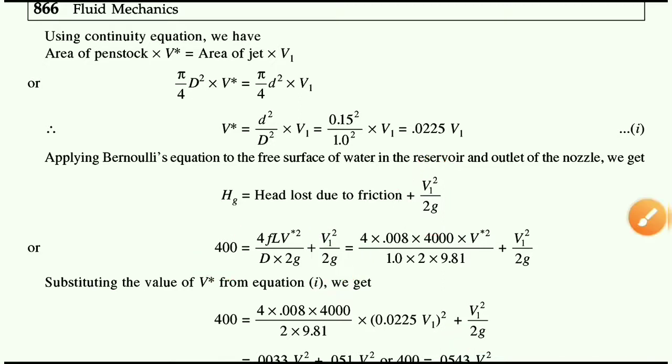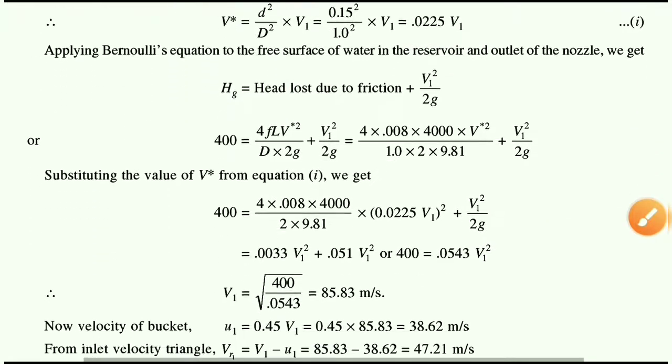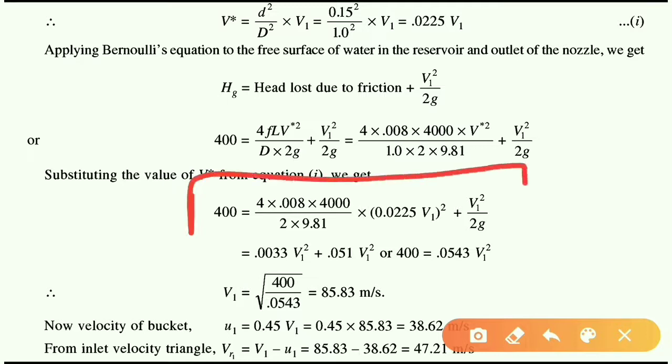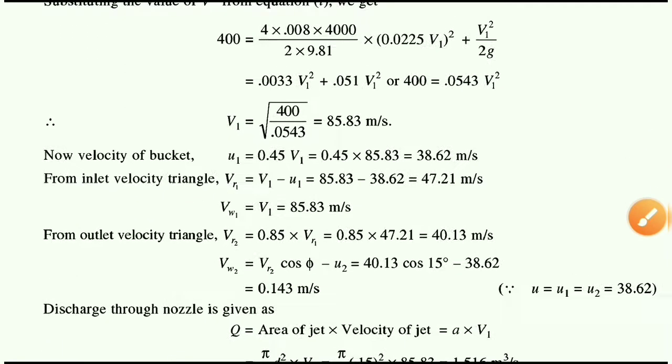Here we know the value of the coefficient of friction, small f. We know the value of capital L as the length of the pipe, 4000 meter. We know capital D, the diameter of the penstock. Hence instead of this V star, we can replace 0.025 V1. So we will get this whole equation in the form of V1. After simplifying this whole equation, where V1 is the only variable, we will get the value of V1 as 85.83 meter per second. So we have successfully calculated V1, the velocity of the jet at the inlet of the turbine.